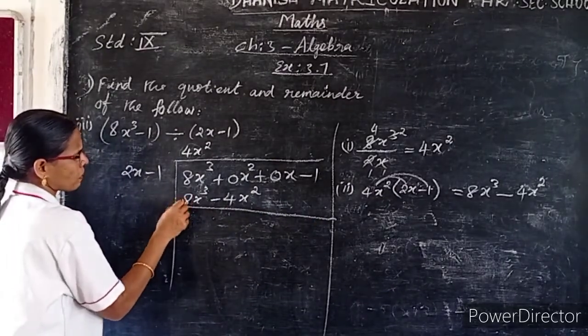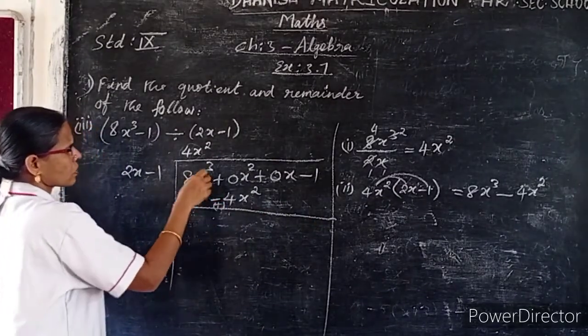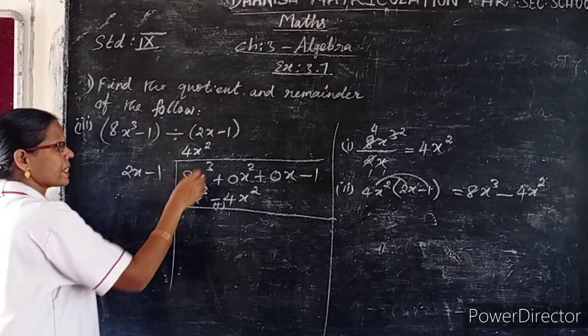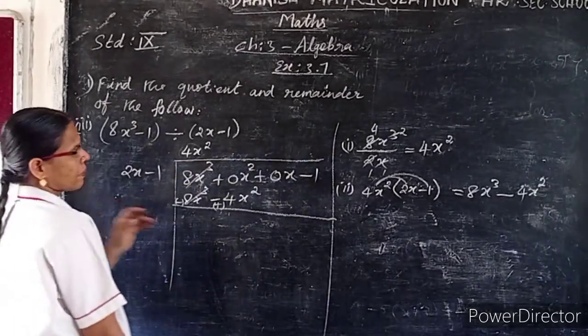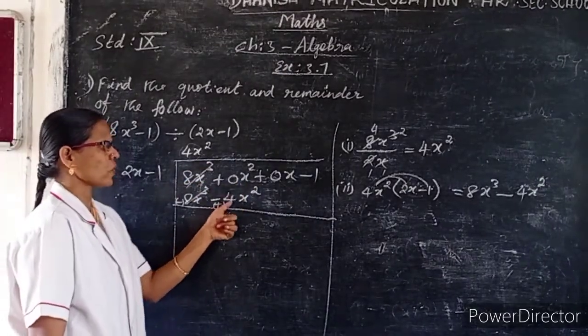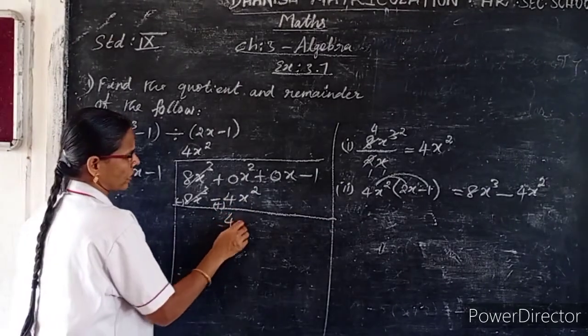So here plus means minus, minus means plus. So there is a plus 8x cube, minus 8x cube gets cancelled. Here 0x square plus 4x square is 4x square only.